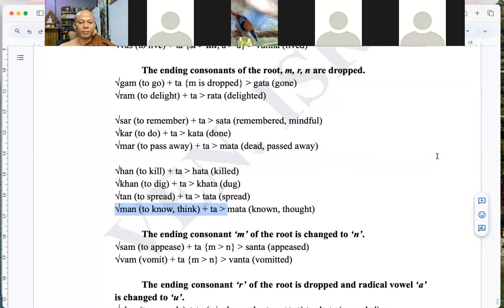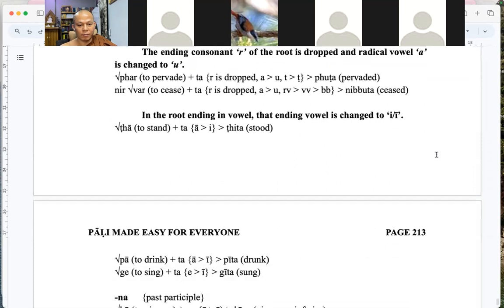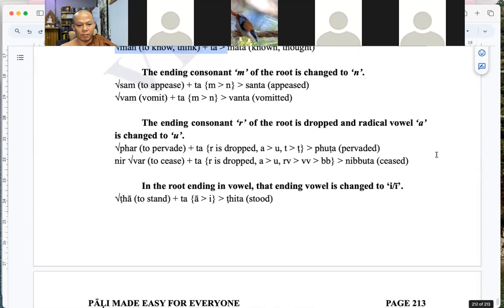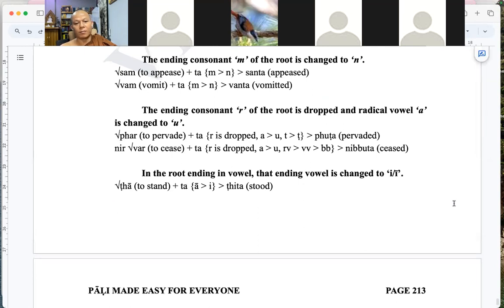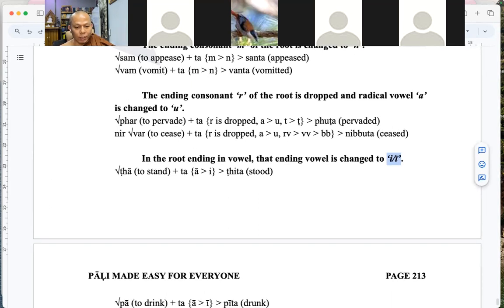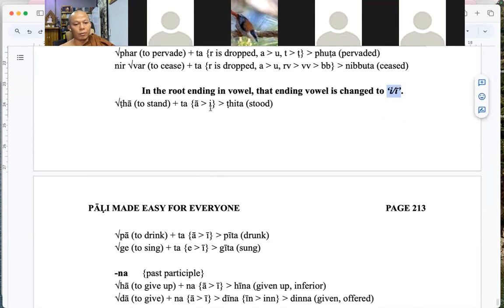Another point, Bante: for a root ending in a vowel, the ending vowel is changed into e or ē. So it may be a short e or a long ē when we change into the past participle. In some roots short, in some roots long. It has no principle for that, actually, no rule for that. For example, root ṭhā is only with the short one, and the same way root bhā is only with the long one.